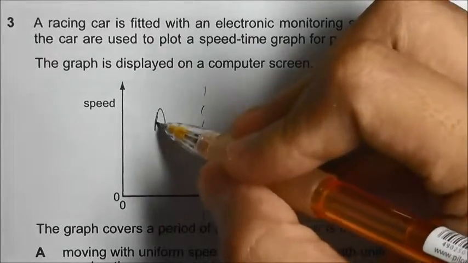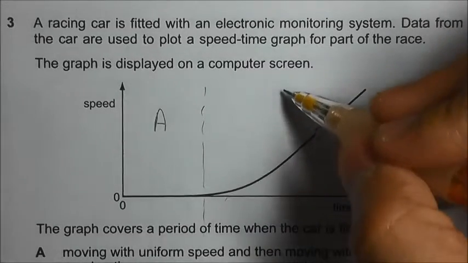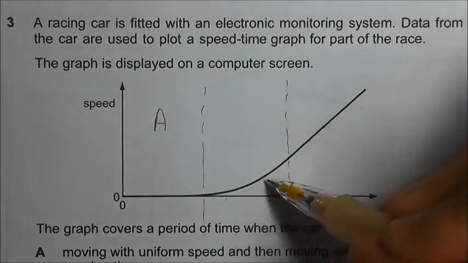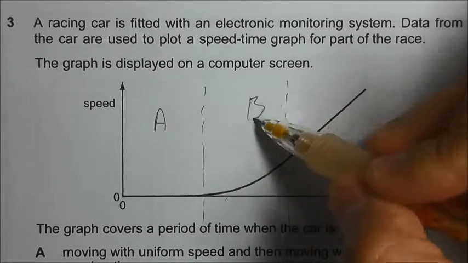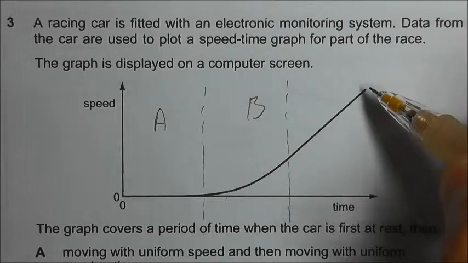Portion A is a horizontal line. Portion B is a curve that is arcing upwards. And portion C is a straight line that is sloping upwards.